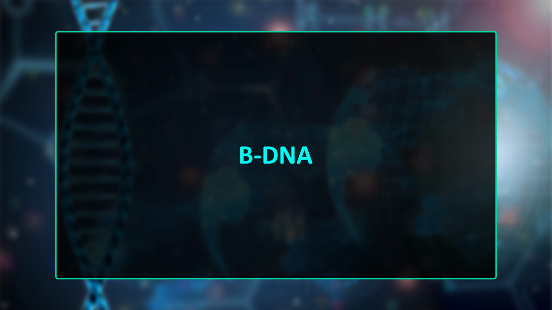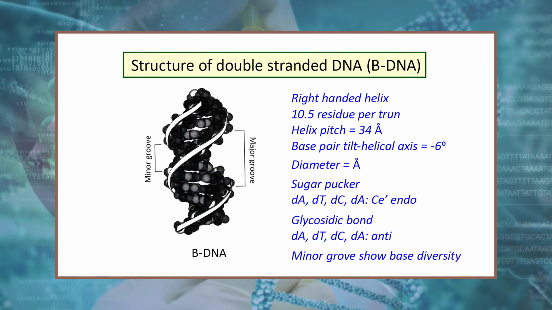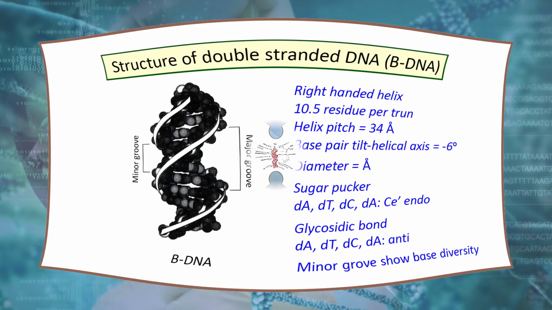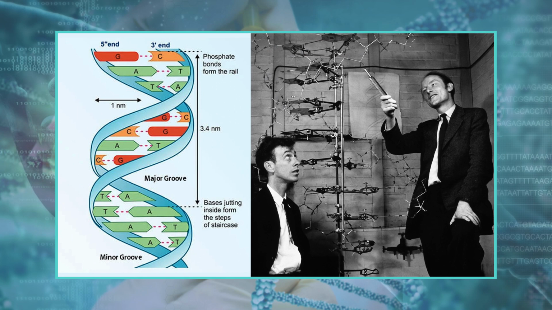Now let us discuss B-DNA. This is the most common DNA conformation and is a right-handed helix. The majority of DNA has a B-type conformation under normal physiological conditions. B-DNA is the Watson-Crick form of the double helix that most people are familiar with.